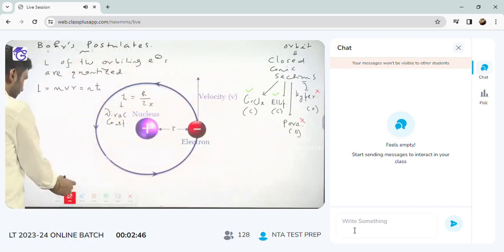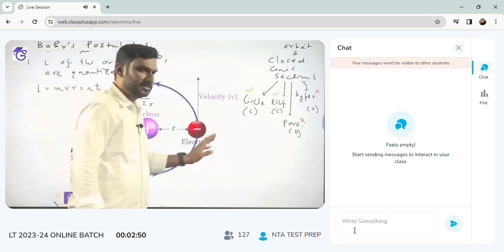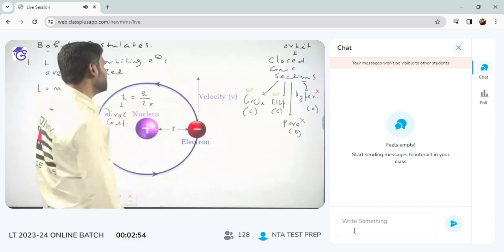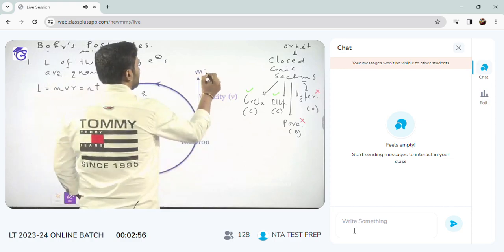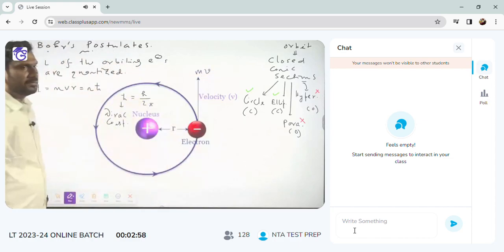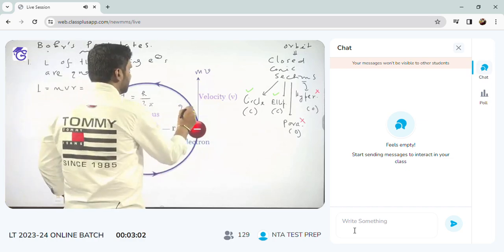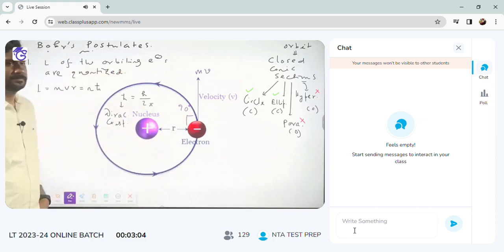So in this existing setup, we take a circle. In a circle, along the tangent, velocity will be there. So we can write linear momentum is also along mv, right? So here this is an angle of 90 degrees that you can get.